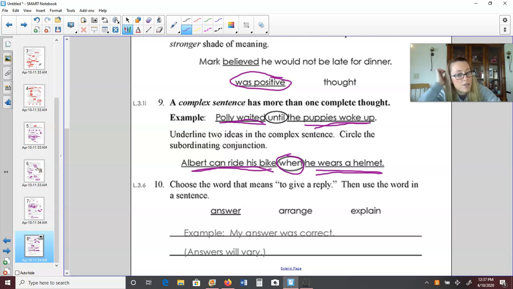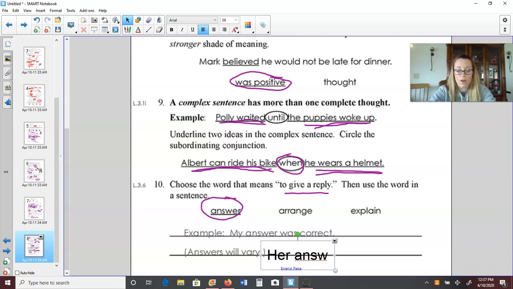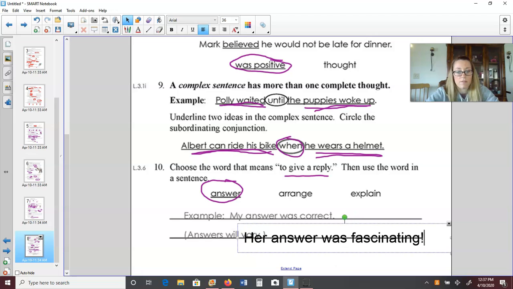And number 10, choosing the word that means to give a reply. So answer, arrange, or explain. So when you give a reply, you are giving an answer. And their example was, my answer was correct. So I might say, her answer was fascinating, for my example.